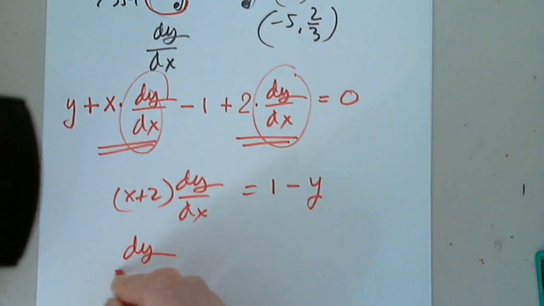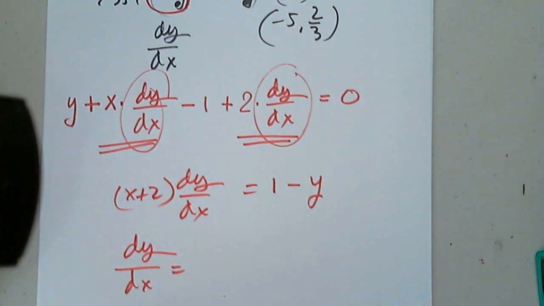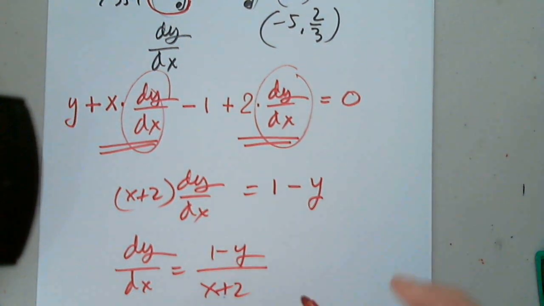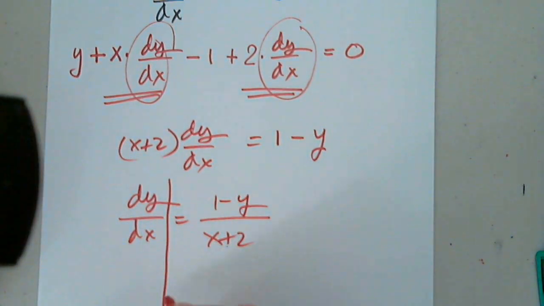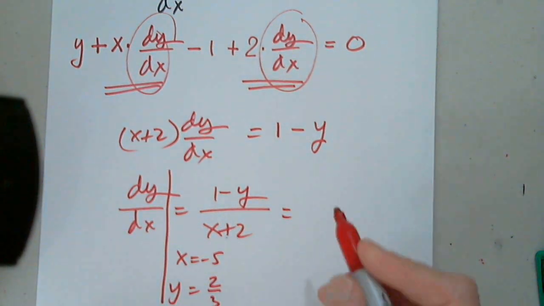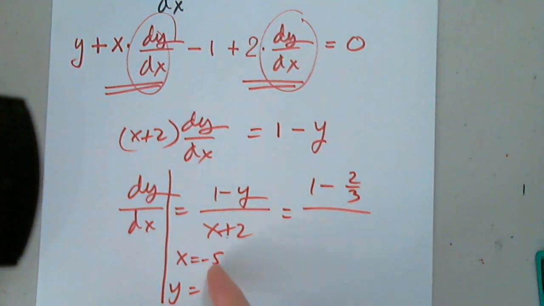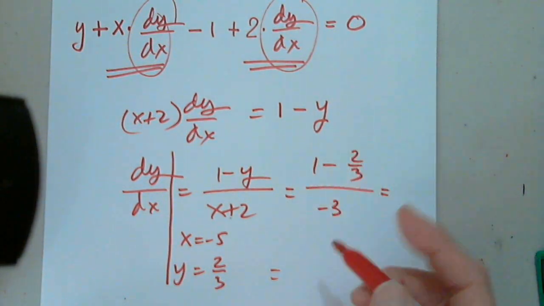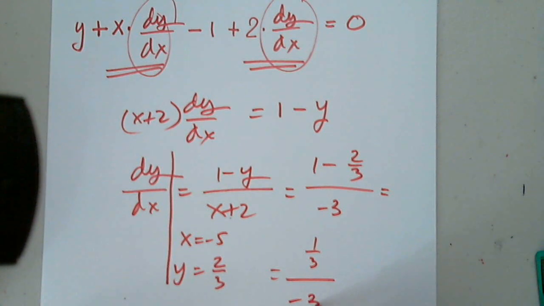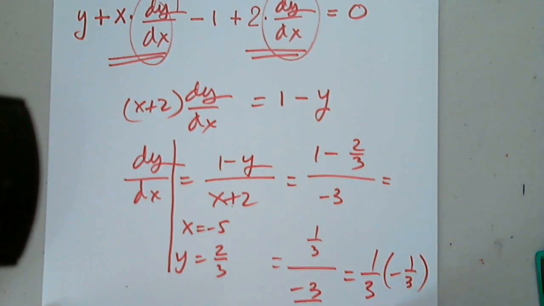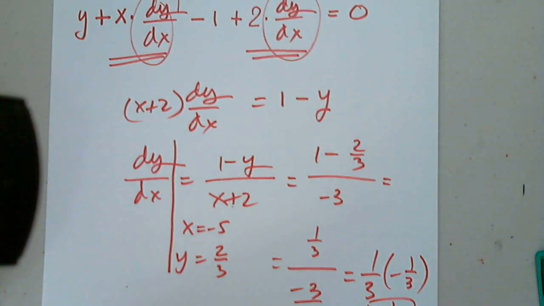Finally, can anyone give us dy over dx? 1 minus y over x plus 2. Awesome. All I have to do is just plug in now x equals -5 and y equals 2/3. So 1 minus 2/3 over -5 plus 2, which is -3. And this will be at the top. 1 minus 2/3 is 1/3 divided by -3 over 1, and I flip: 1 over 3 times -1 over 3, -1 over 9. This is the slope.